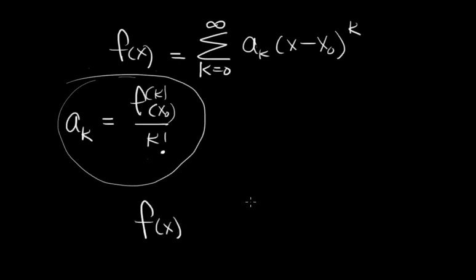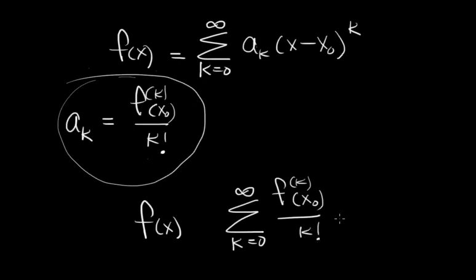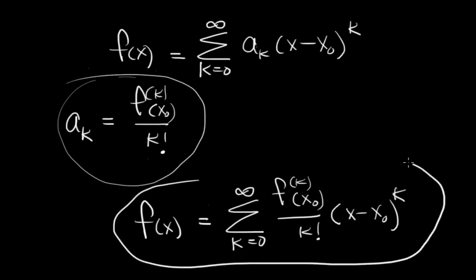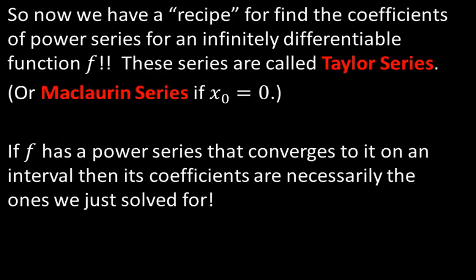So our function f of x is represented by a series called the Taylor series. K equals 0 to infinity. The kth derivative evaluated at x naught over k factorial times x minus x naught to the k. This is the power series for f of x. We're not saying whether it converges on anything other than x naught itself, but that is the power series for f of x, the only one centered at x naught, and it happens to be the Taylor series.